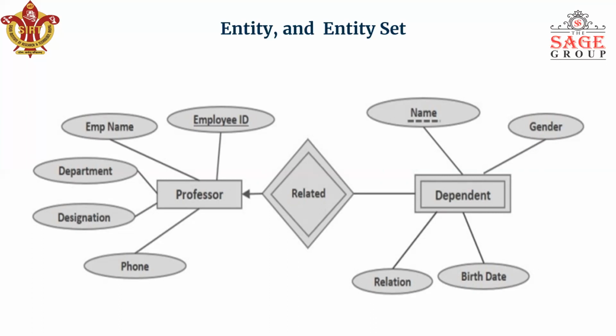But in Department, we have some attributes like relation, birth date, gender, and name. The department does not have any attribute which can work as a primary key. That's why Department is considered a weak entity set. And the relationship between Professor and Department is shown by the double diamond symbol, because whenever one is a strong entity set and one is a weak entity set, the relationship is always represented as a weak relationship, by the double diamond.